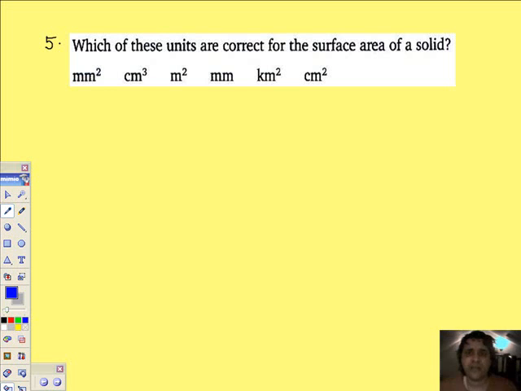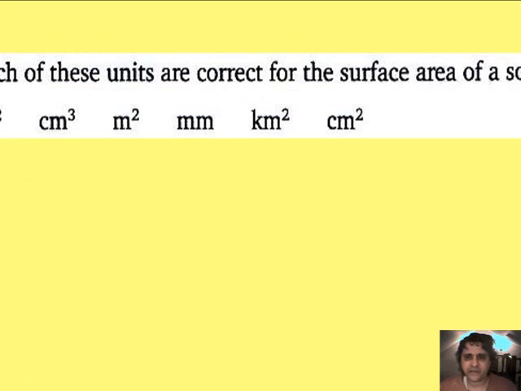Hi, 11.3 continued, question 5. Which of these units are correct for the surface area of a solid? The key word is area.